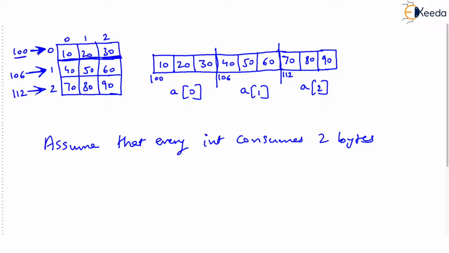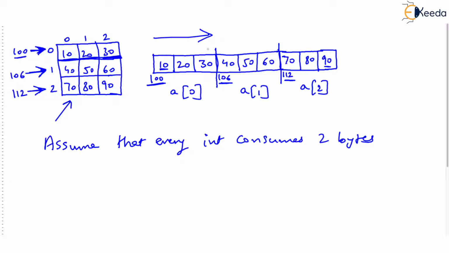But you all know that the matrix is not stored like this in the memory. It is stored as continuous memory locations byte after byte. So I have shown 10 to 90, all values stored in sequence. And I have again assumed that row 0 begins at address 100. So row 1 begins at 106, and row 2 begins at 112.